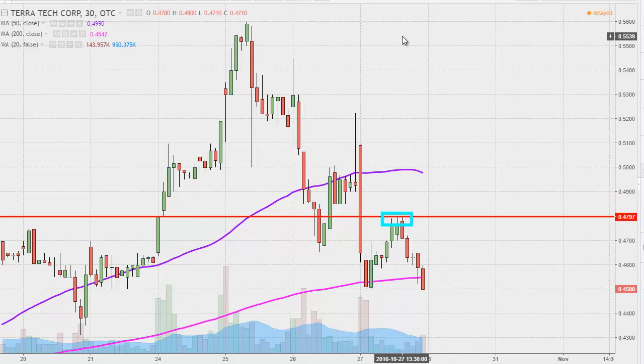But really, in my opinion at least, breaking levels of resistance is not even close to the top of the priority list right now. At the top of the priority list is staying up above that pink line there, the 200 period simple moving average. So we'll see what the chart has in store tomorrow.